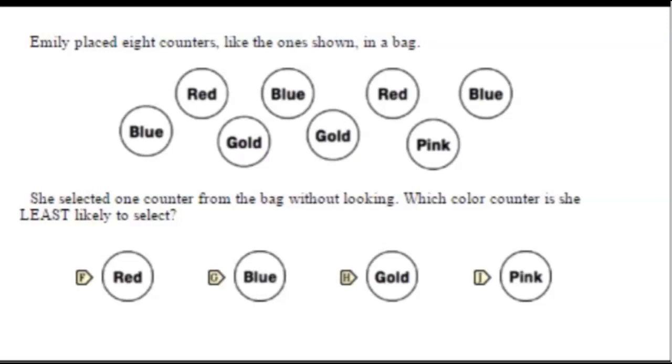I start by looking at each of the colors individually. I see that there's 3 blue circles, 2 red circles, 2 gold circles, and only 1 pink circle. So the least likely is going to be the one that has the least amount of circles or counters. So in this case, pink is the least likely because there's only 1 chance of getting pink.